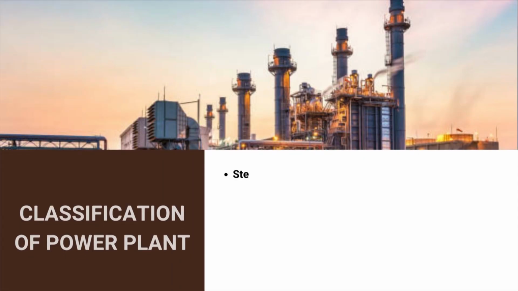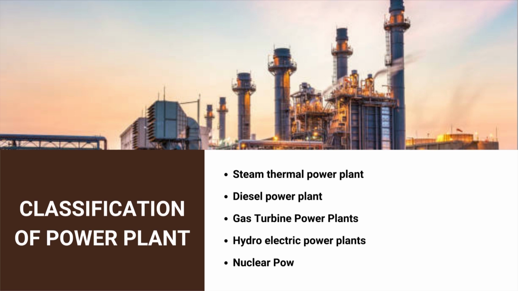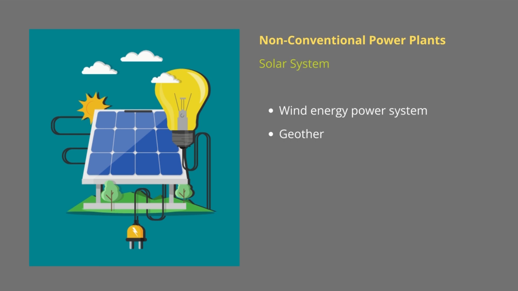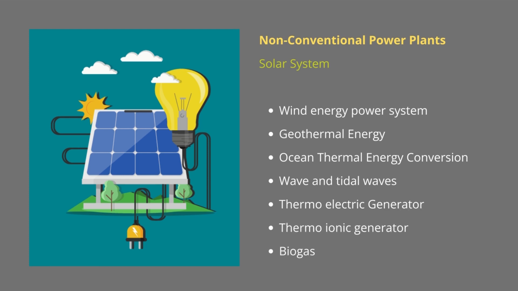Now let us discuss the classification of power plants. Conventional power plants are steam thermal power plants, diesel power plants, gas turbine power plants, hydroelectric power plants, and nuclear power plants. Now let us discuss non-conventional power plants. They are solar system, wind energy power system, geothermal energy, ocean thermal energy conversion, wave and tidal waves, thermoelectric generator, thermionic generator, biogas, and biomass energy power system.